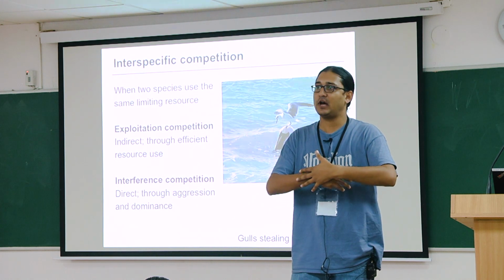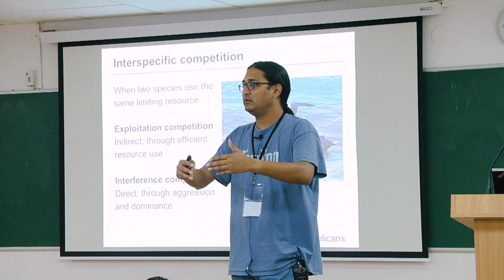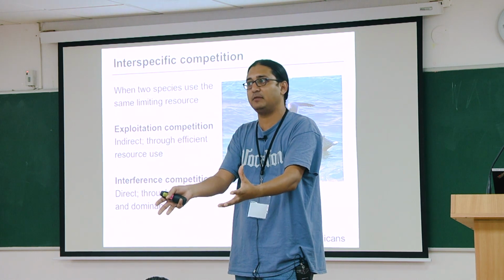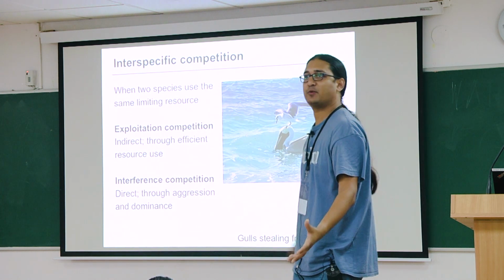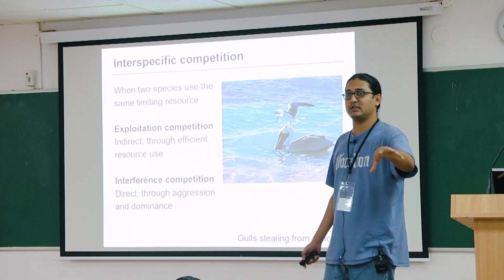So you've got a large number of insects in the habitat. And some bird, some species gets there earlier, depletes the number of insects available to other birds. That's what's called exploitation competition, because they're exploiting the resource and reducing its availability to other species.